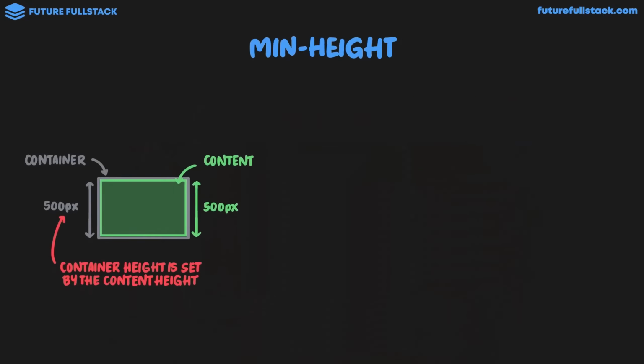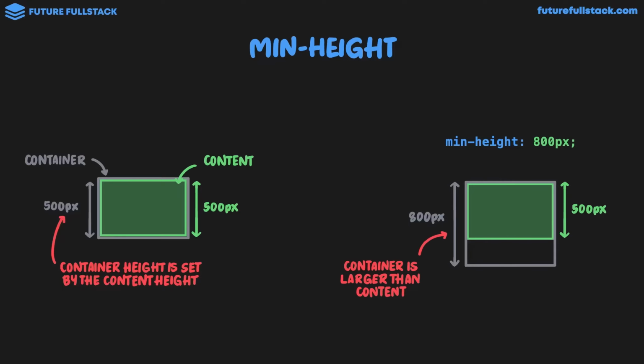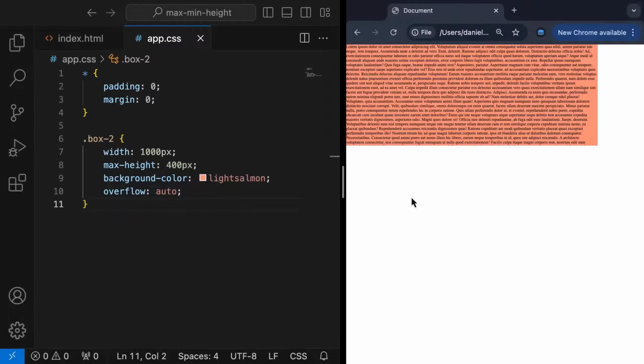Let's now take a look at min height. I introduced this diagram not too long ago, where we had our content at 500 pixels and a container also at 500 pixels, as the container's height is being set by the content height. Let's now go and apply a min height of 800 pixels to the container. For the content, it's still at 500 pixels, but the container now has a minimum height of 800 pixels. So for minimum height, the container is now larger than the content. So let's go play around with this inside VS Code.